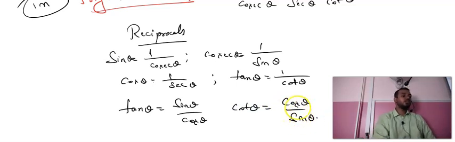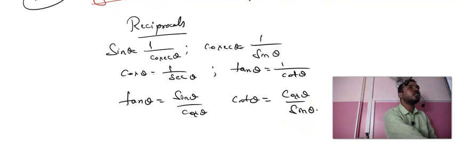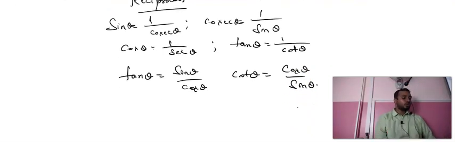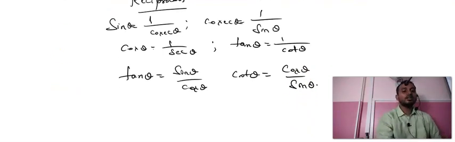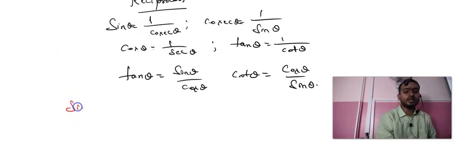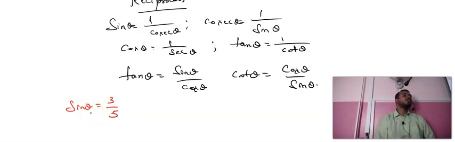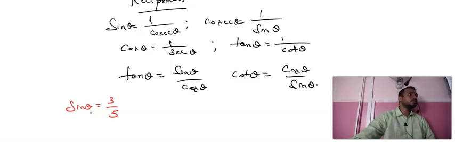You can expect a question on this topic. They may give you a question like this. Example. Let me solve some examples related to this. Please make a note. If sin theta is equal to 3 by 5, then find cosecant theta. What is the value of cosecant theta? 5 by 3. That's it. Understood? First question.